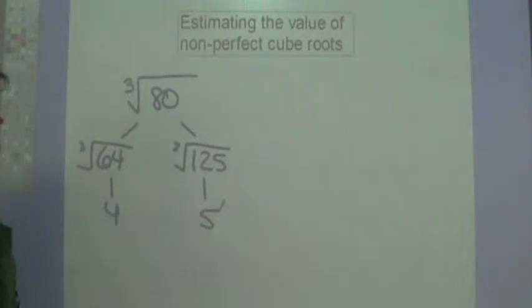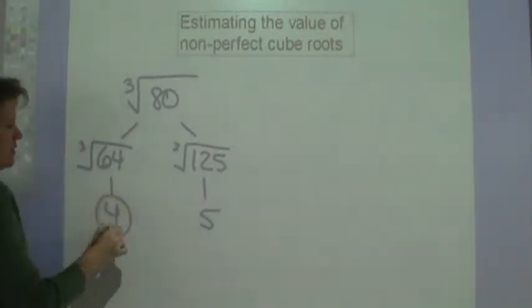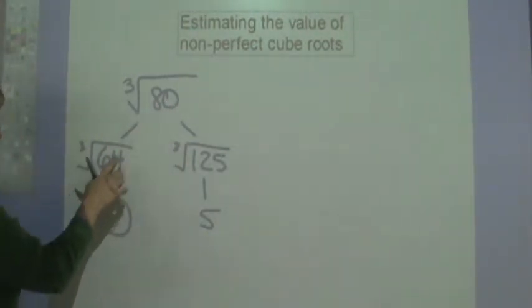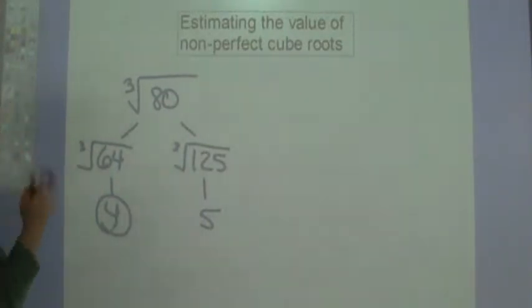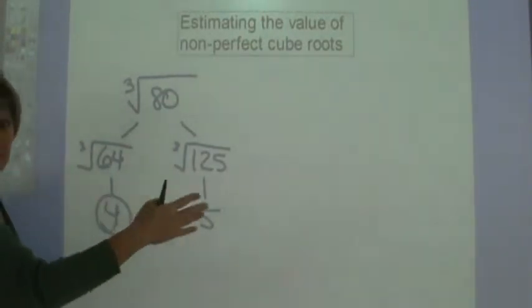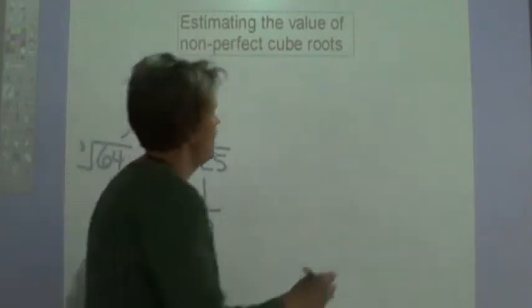And which would it be closer to? Well, obviously it's going to be closer to this one, because 80 is a lot closer to 64 than it is to 125. So it's a decimal, 4 point something, closer to 4, okay?